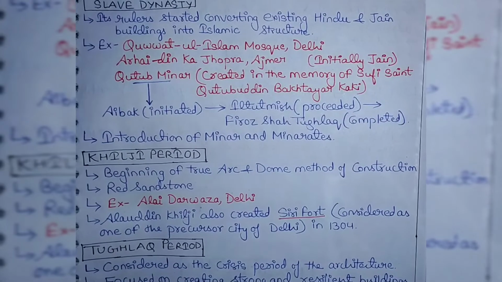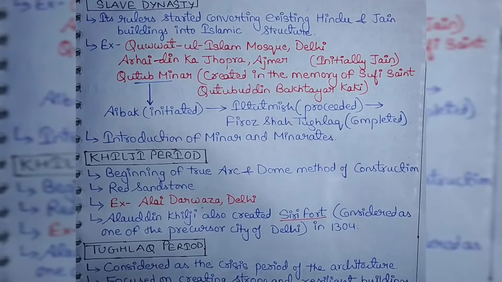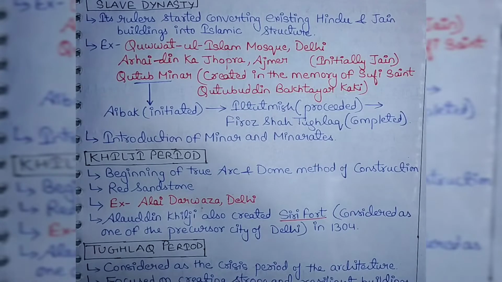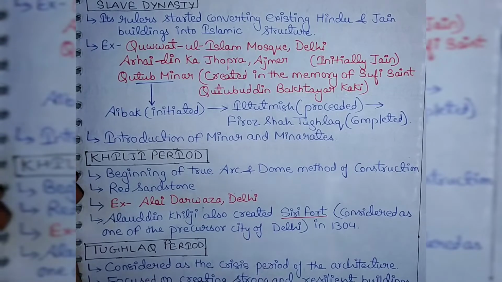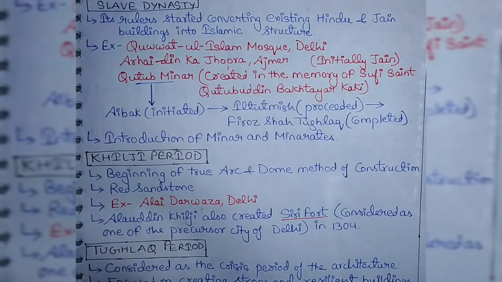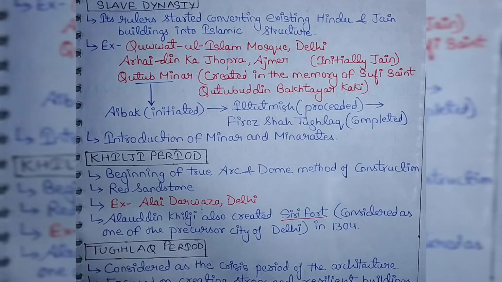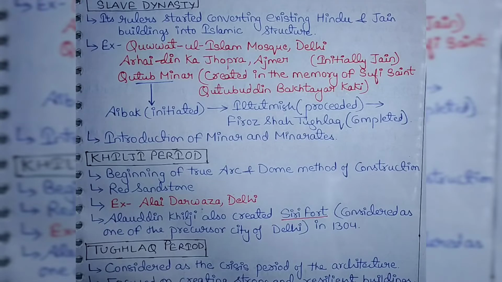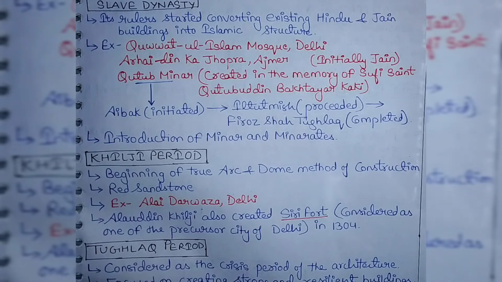So first we will talk about the slave period or slave dynasty. Its rulers started converting existing Hindu and Jain buildings into Islamic structures. The slaves were the ones who started converting the Hindu and Jain temples into Islamic structures. For example, Quwwat-ul-Islam Mosque in Delhi, initially it was a Hindu temple. Arhai Din Ka Jhopda, Ajmer, initially it was a Jain temple.